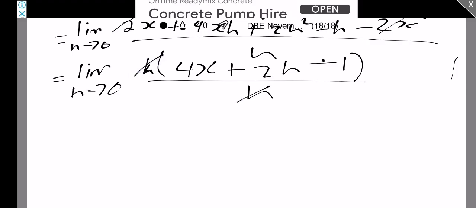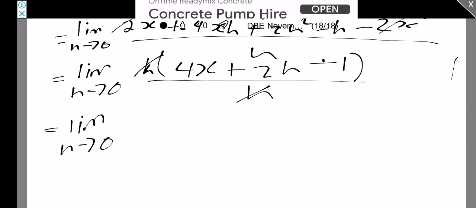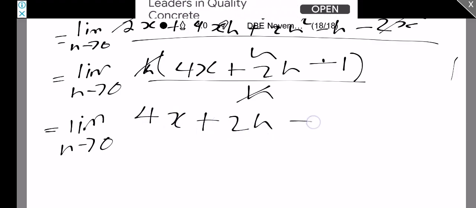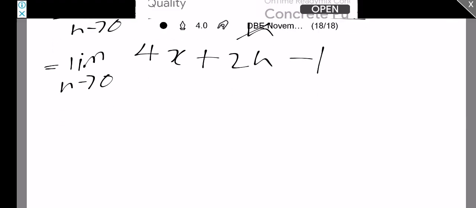Then h cancels. We are left with the limit as h approaches 0 of 4x plus 2h minus 1. Now, since we don't have h as a denominator, it is valid to let h approach 0. Remember, when h was still there as a denominator, when h approaches 0, the whole expression was going to be undefined.